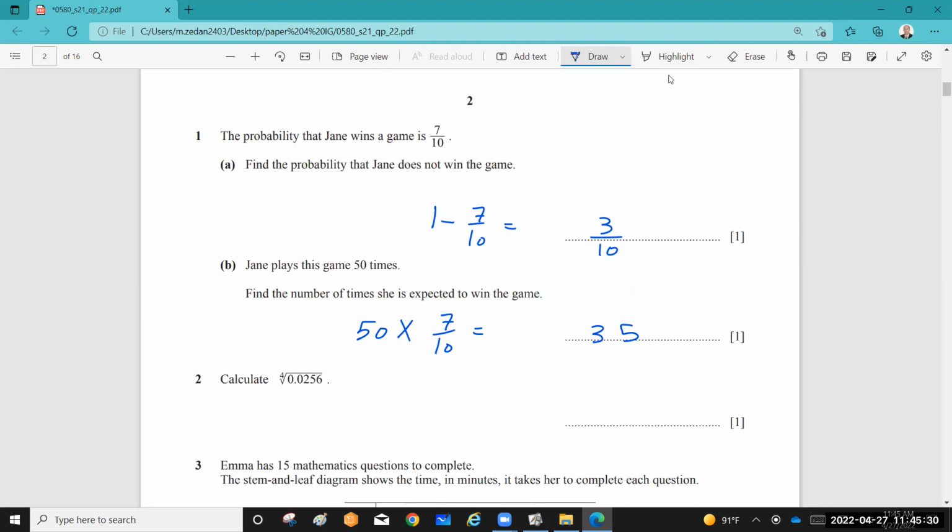Calculate the fourth root of 0.0256 by using your calculator. You will find it is 0.4, or 2/5 as a fraction.